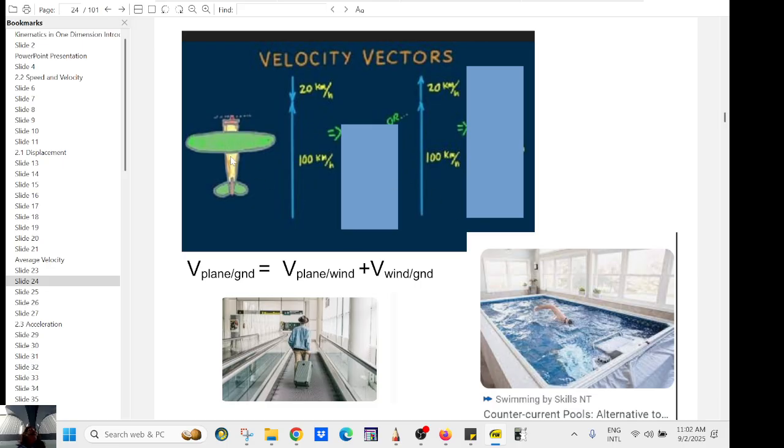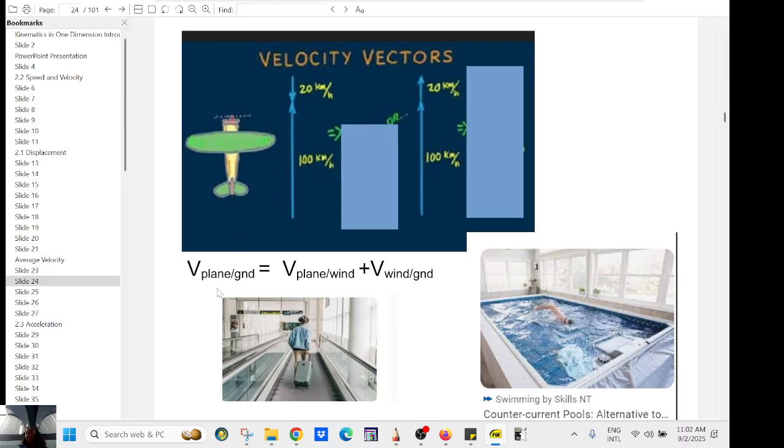So for example, an airplane can have a speed or velocity, because it's a vector, of 100 kilometers per hour relative to the air. The air has a velocity of 20 kilometers per hour relative to the ground. So what's the velocity of the plane relative to the ground? 80. Do you see? Because it's like the airplane is swimming in the atmosphere, right? So this is counter against the wind.